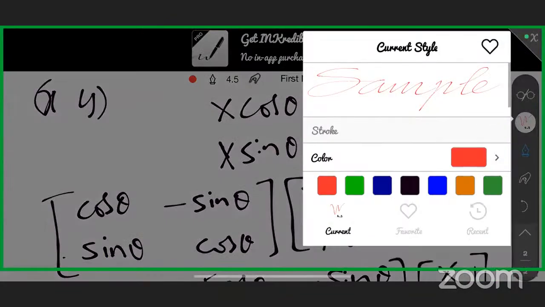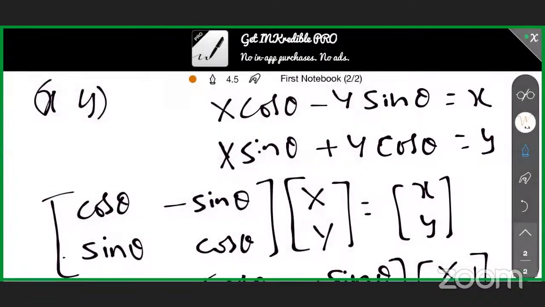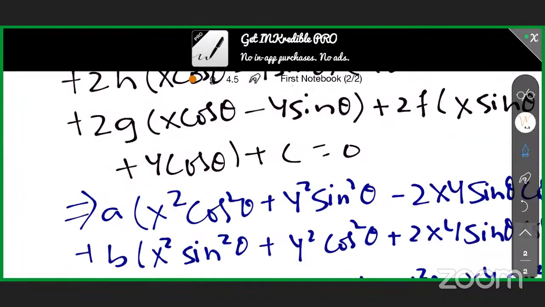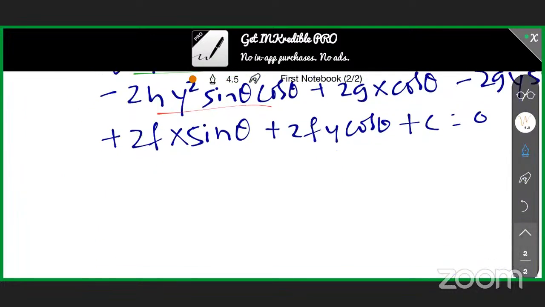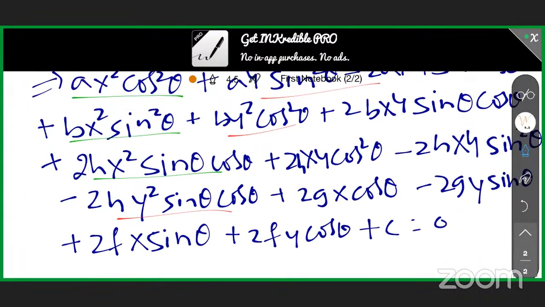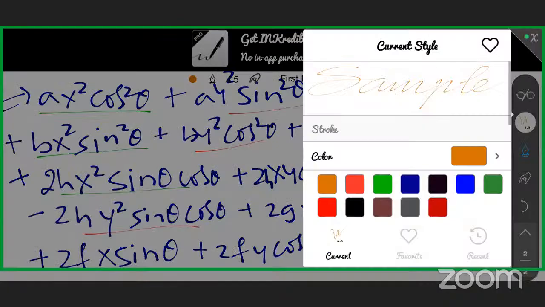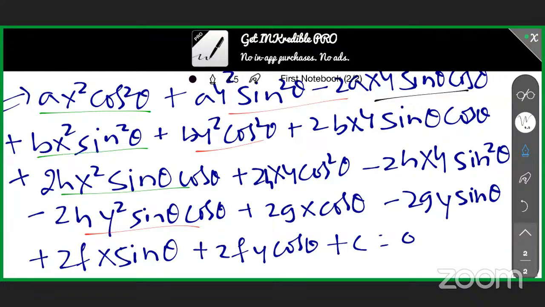Then, okay, take all the xy terms together. Now I am taking all the xy terms together. My xy terms, where is that? See, xy term is here. Okay, let us use some other color. Red is used already. We'll use black color. See, xy term is here, xy term is here.